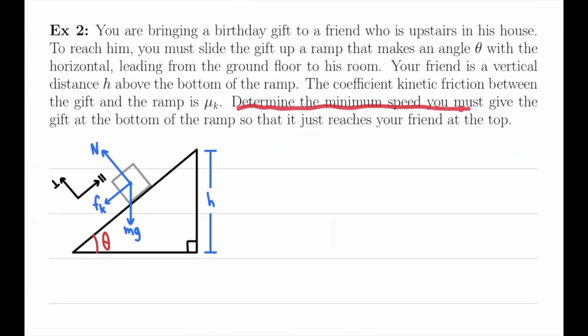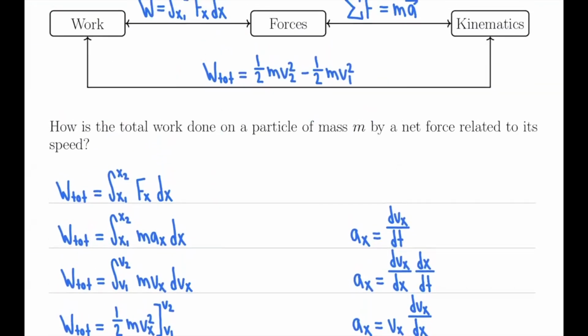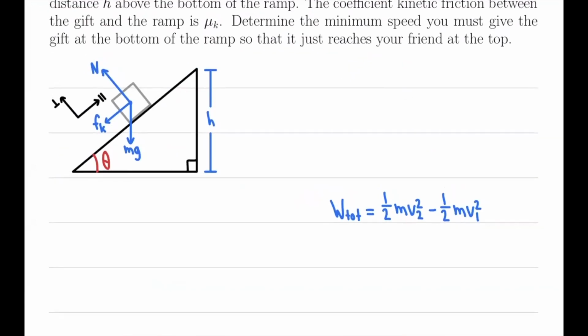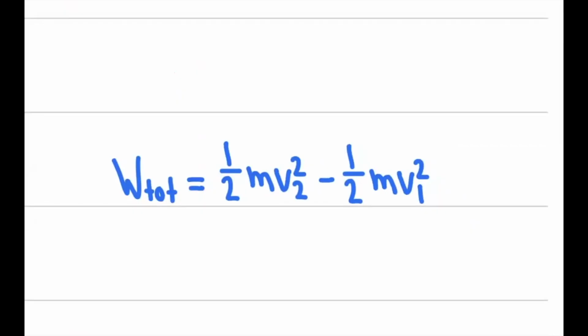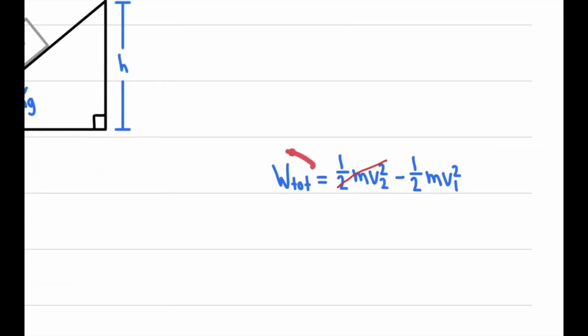We're trying to find the minimum speed you must give the gift at the bottom of the ramp. Speed, we just saw speed right here, so we're going to have to use the work energy theorem. We're trying to figure out the minimum speed so that it just reaches your friend at the top. So that means that when the gift reaches the top of the ramp, the speed will be 0. So this V2 will be 0, and this term is going to cancel out. So let's figure out what the total work is, and then we can find the minimum speed V1.